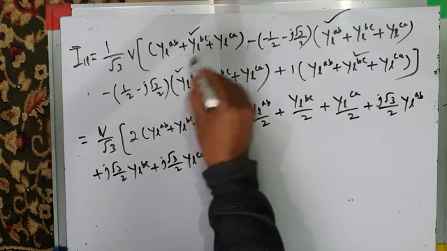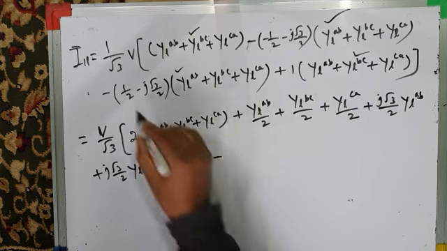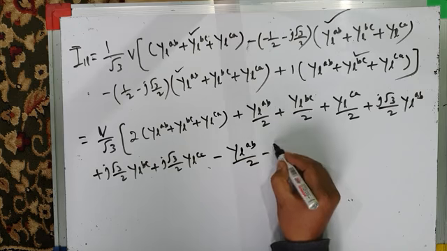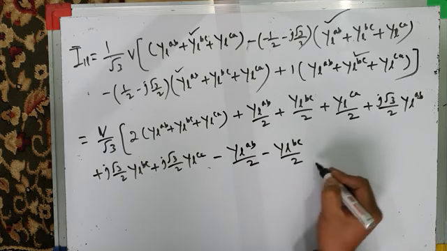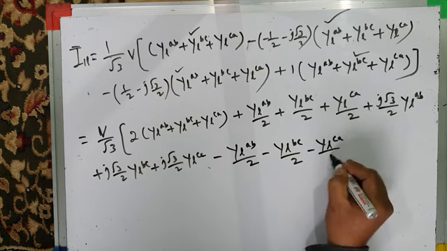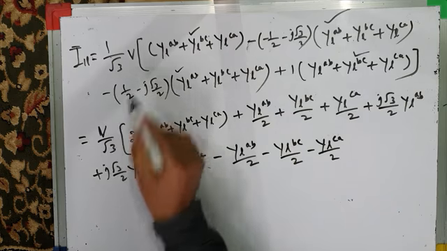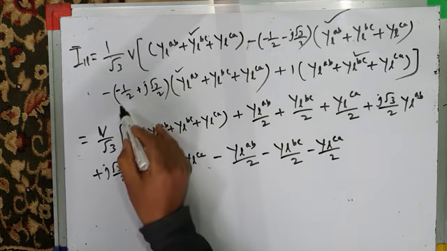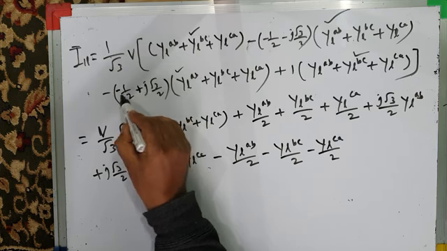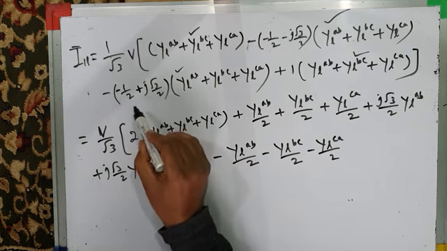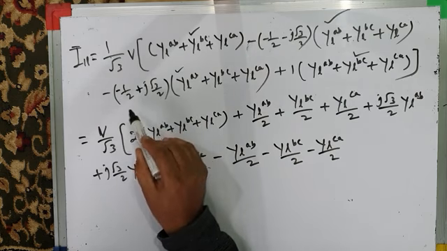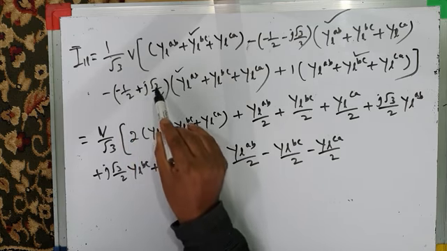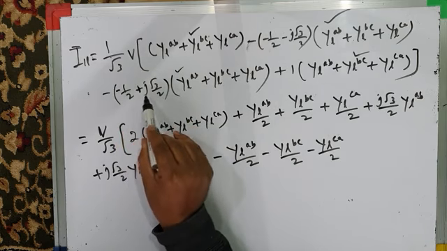So, this term is done. Now, we have this term minus YLAB by 2, minus YLBC by 2, minus YLCA by 2. Here it is minus 1 by 2 plus j root 3 by 2. Actually, it is a. A is 1 at an angle of 120 degrees, that's cos 120 degrees plus j sin 120 degrees. Cos 120 degrees is minus 1 by 2, and sine 120 degrees is root 3 by 2. So it is minus 1 by 2 plus j root 3 by 2.